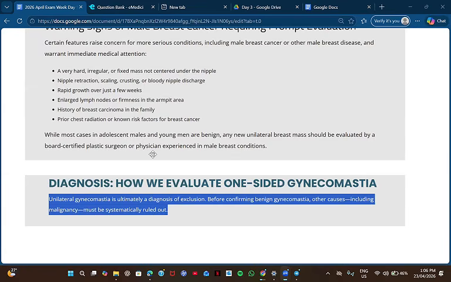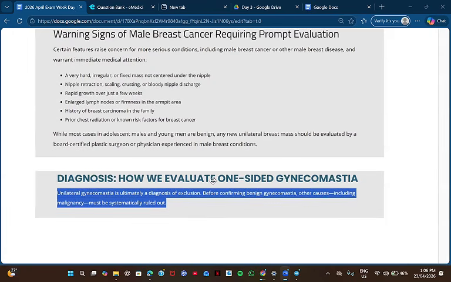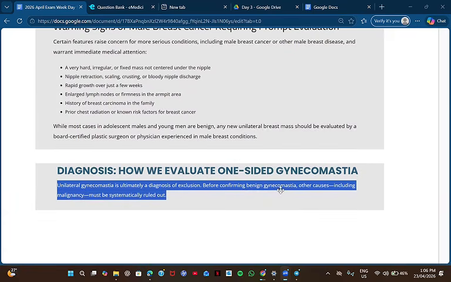So how do we diagnose this? How do we evaluate one-sided gynecomastia?